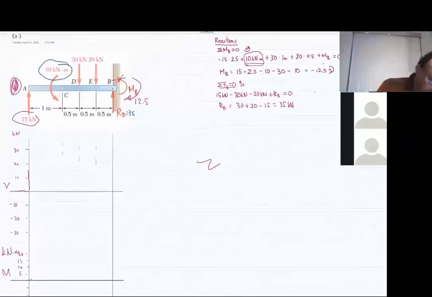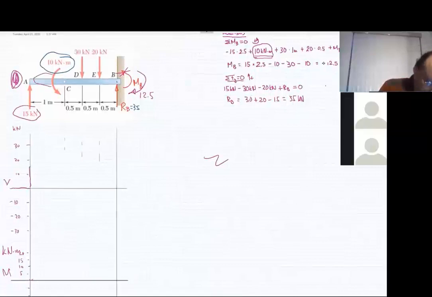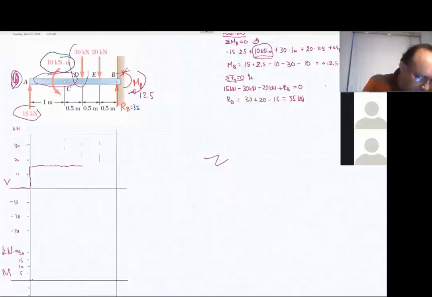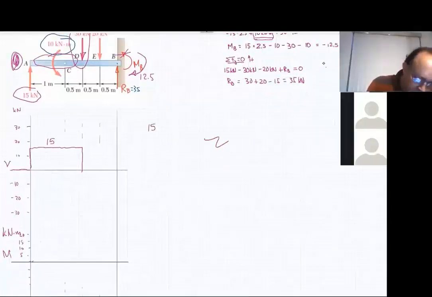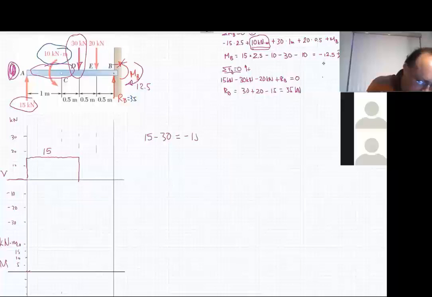Now I don't have any loads in this region, so I keep going horizontal, and then boom. Here I found a load of 30 kilonewtons going down. So you just follow the direction of the arrow, so you keep going down. You were at 15. Now you find a load to go down 30, so you go 15 minus 30 equals minus 15. So you keep going all the way down to minus 15.